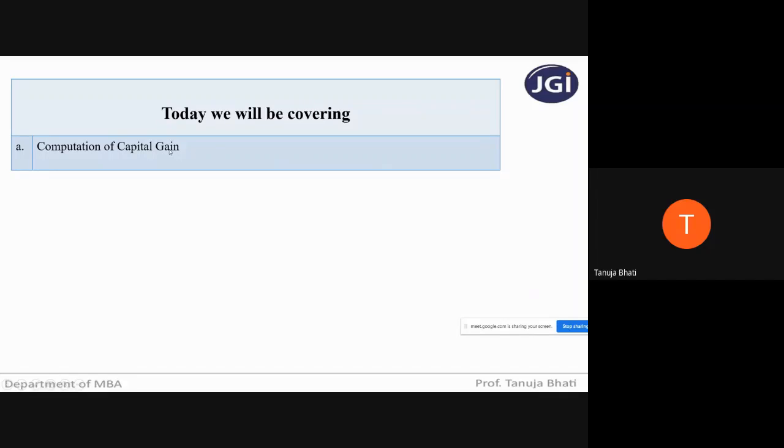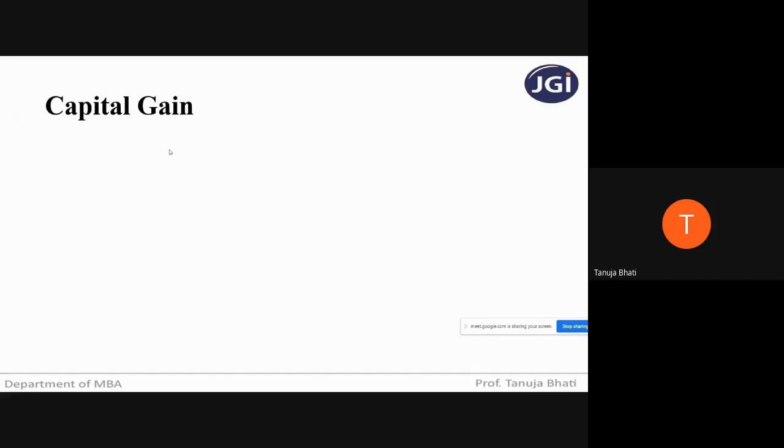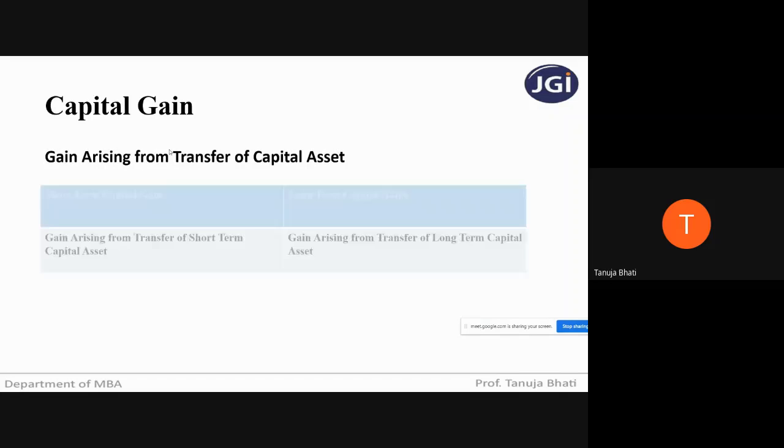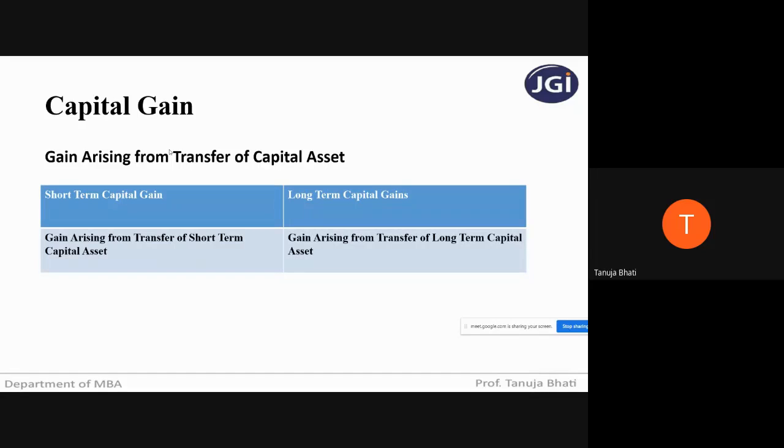How are we supposed to practically compute the capital gain arising to a particular assessee on which tax is to be levied? As we all know, capital gain is nothing but a gain arising from the transfer of a capital asset. And there are two types of gain, short-term capital gain and long-term capital gain. Gain arising from the transfer of a short-term capital asset becomes your short-term capital gain, and gain arising from the transfer of a long-term capital asset becomes your long-term capital gain.